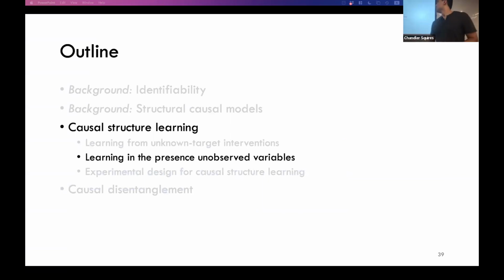So beyond learning with interventions, I'll also talk a little bit about the problem of learning in the presence of unobserved variables.